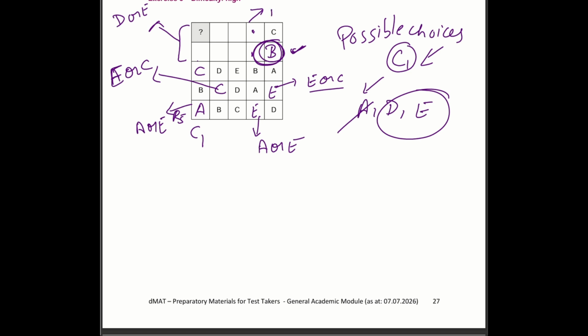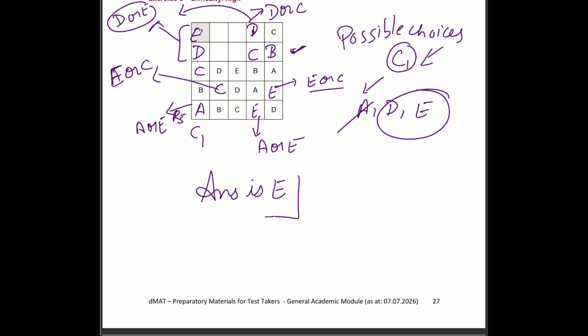So we are going to move here in this column. Possible choices for these two boxes are D and C. We can't take C here because it's already there. So we are going to take D, and take C here. D is already there in this row. We can't take D again. So the answer would be E.